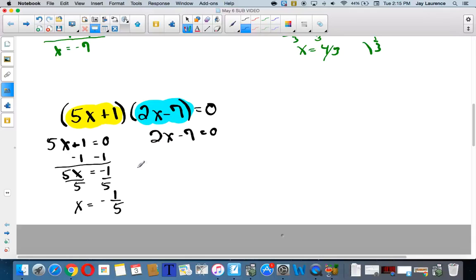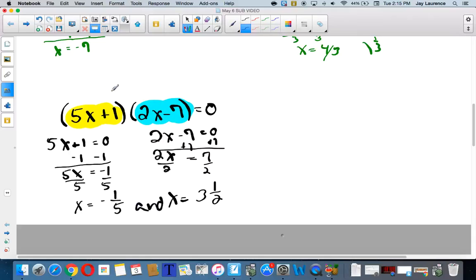That's one possible answer. For 2x minus 7, I'm going to add 7 to both sides, and so I'll get 2x equals 7. I'm going to divide by 2, and x is going to equal 7/2 or 3.5. Okay, there are the two possible answers.